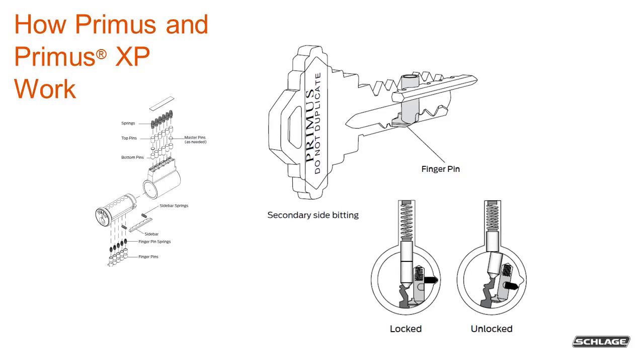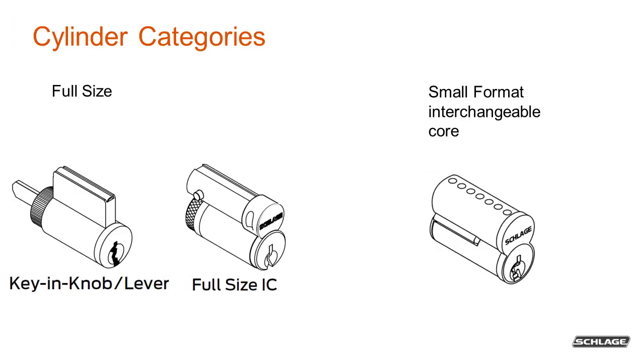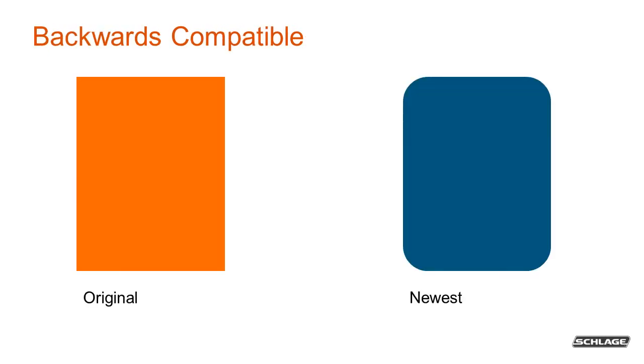Primus and Primus XP cylinders can be incorporated into any system using classic obverse, Everest, and Everest 29 full-size keyways, including master keyed systems, with no adverse effects on the system's expansion. You have a choice of cylinders. The conventional cylinders, such as the key and lever, full-size interchangeable core, and small format interchangeable core, are available to meet your system's need.